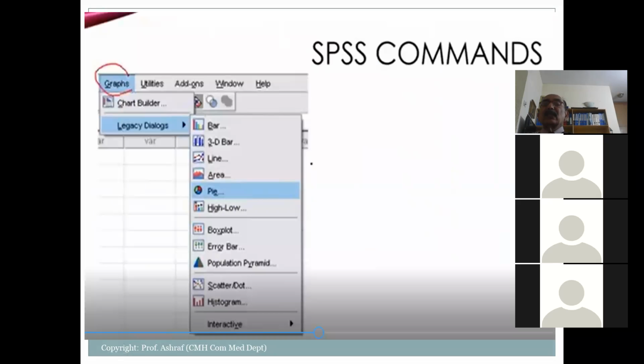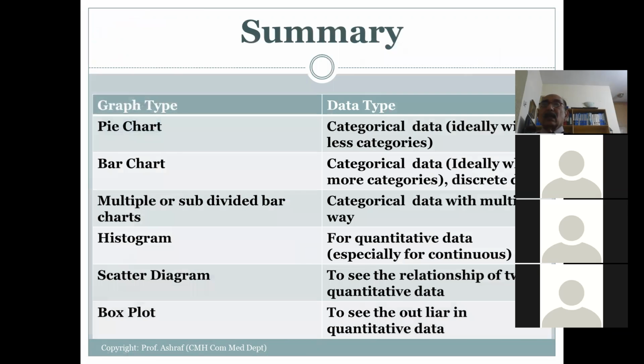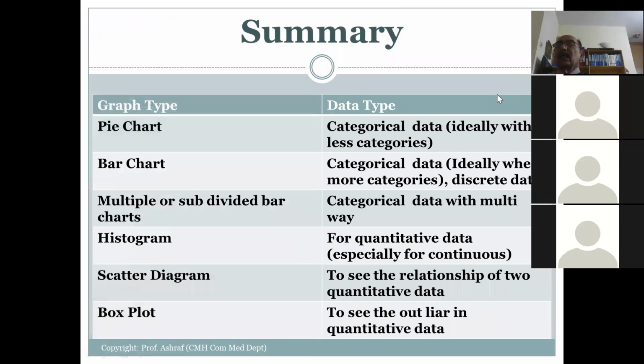So SPSS, inshallah, will discuss tomorrow. In SPSS commands, you go into the graphs and then legacy dialog, and this window will open. Then in this, you can make bar chart, can make pie chart, you can make box plot, you can make scatter, histogram, etc. Any graph, you can make with just one click. Now this is important. You can take a screenshot of this. This is summary of the whole, very important. You can take a screenshot of this table.